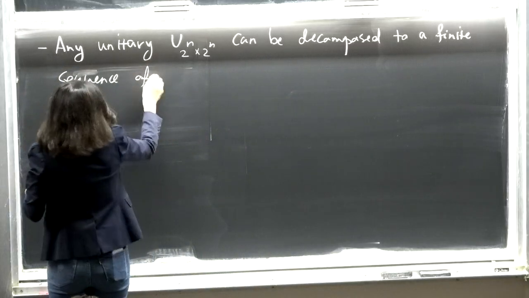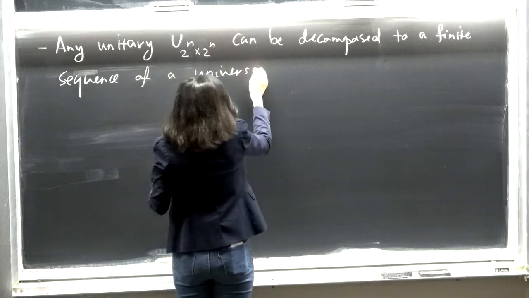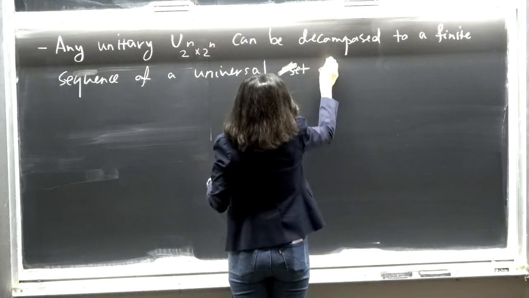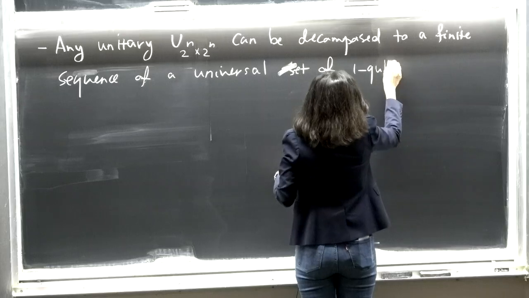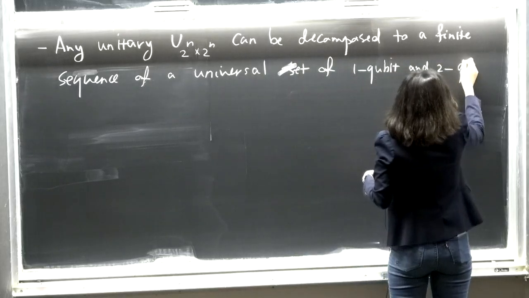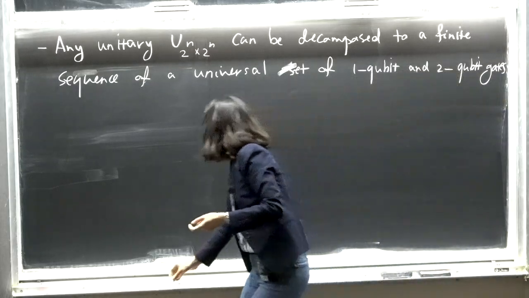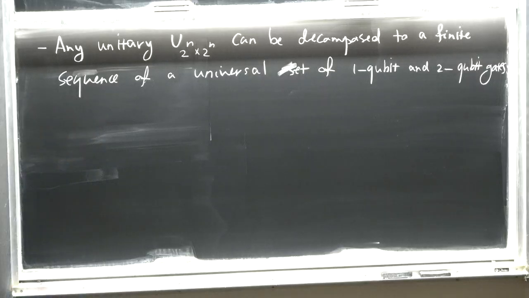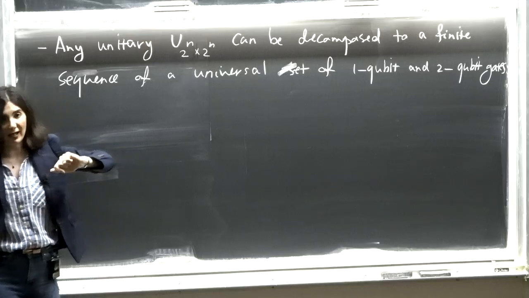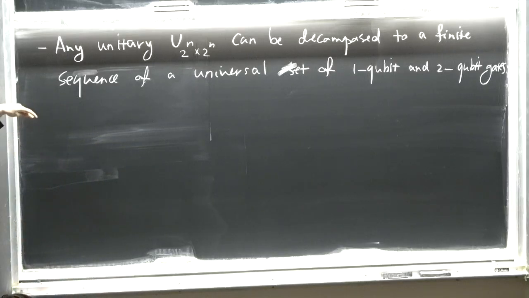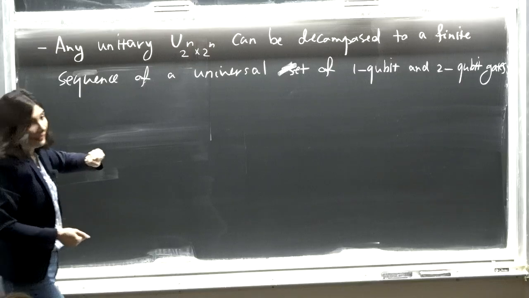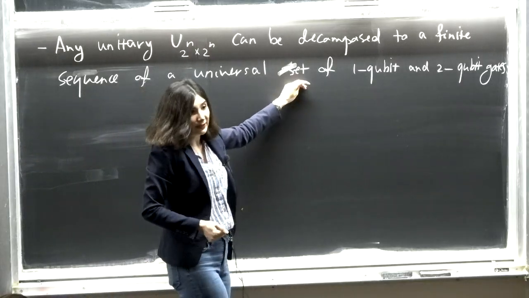sequence of a universal set of single and 2-qubit gates, which is great because otherwise, if I had a multi-qubit state over here, I would have had an exponential number of amplitudes. In principle, I should have defined an exponential number of gates to be able to recover that operation. But it turned out that you can do it polynomially with arbitrary accuracy only with a universal set of single and 2-qubit gates.